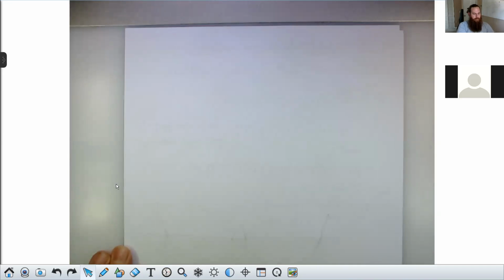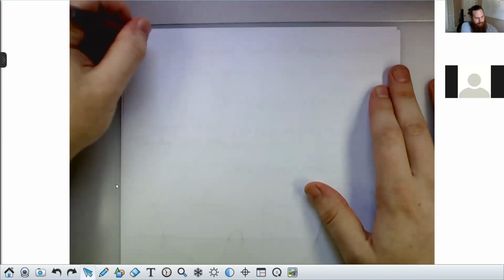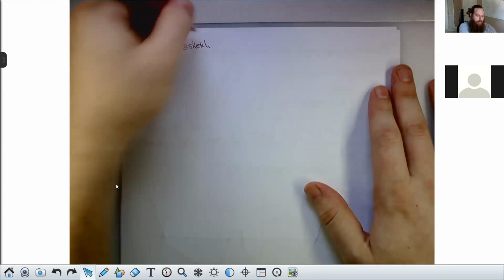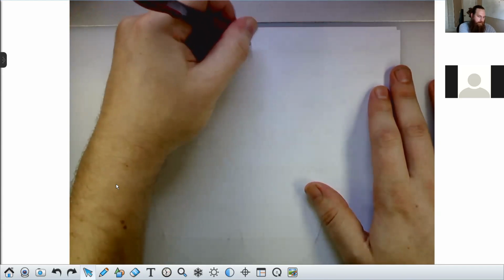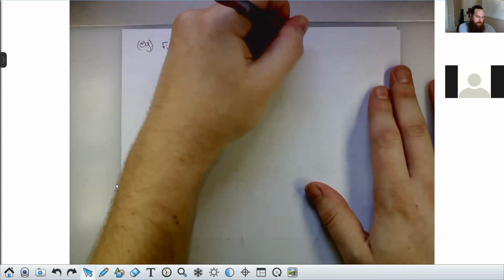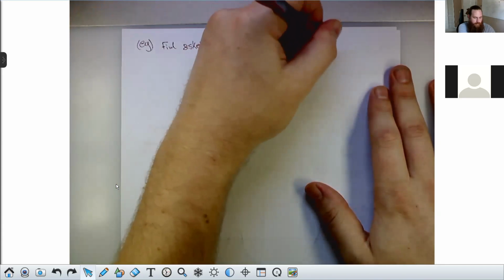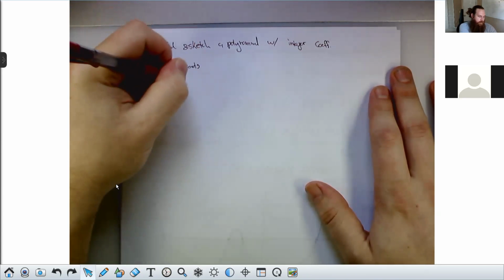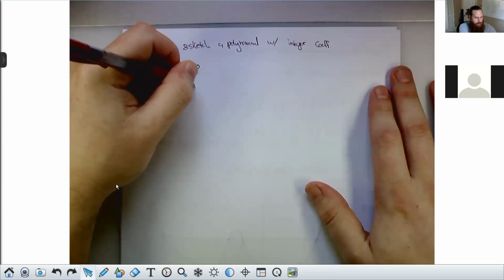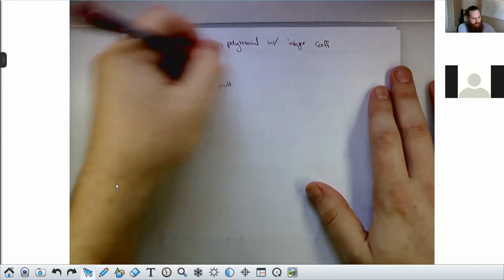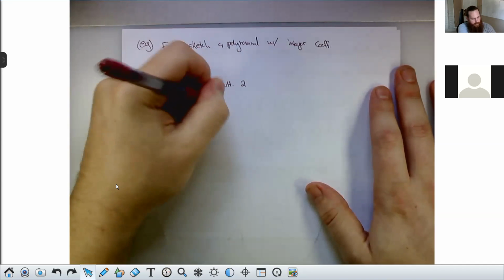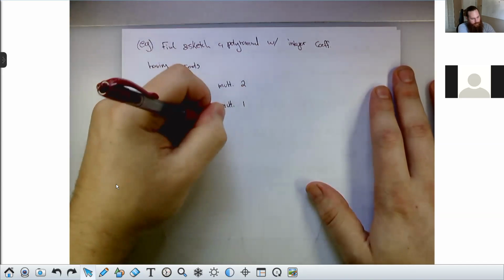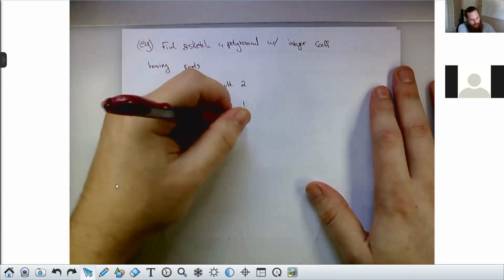Now I'm going to specify some multiplicities. So find and sketch a polynomial with integer coefficients having roots, say, -3 of multiplicity 2, 0 of multiplicity 1, 2 of multiplicity 3.